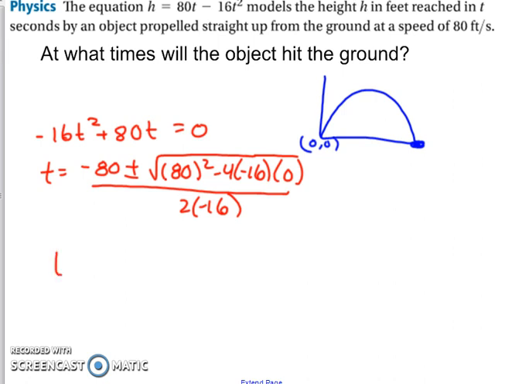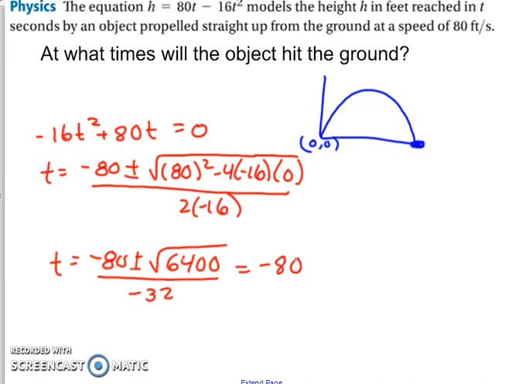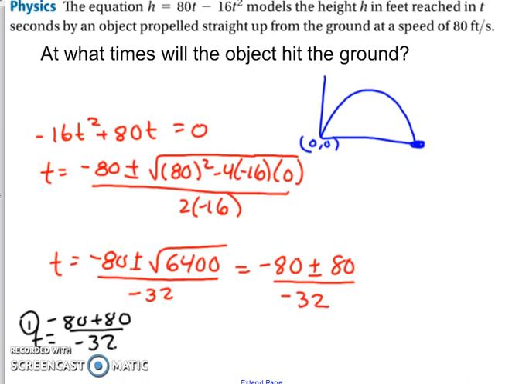So when I go to solve this, t equals negative 80 plus or minus the square root of 6400 over negative 32. So I end up with negative 80 plus or minus 80 over negative 32. So again, there's no radical here, so we're going to break it up into the two possible answers. So one way is negative 80 plus 80 over negative 32. So in this case, negative 80 plus 80 is just 0. So one answer is t equals 0. And that's where it's starting from. That's our starting point. That's where t equals 0.